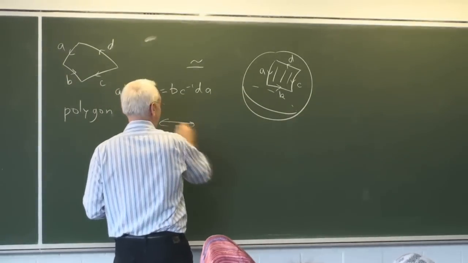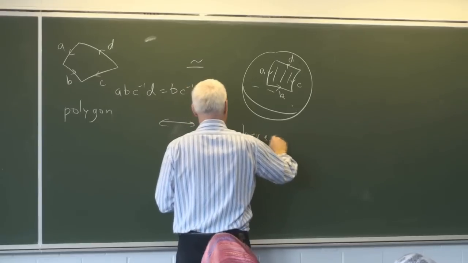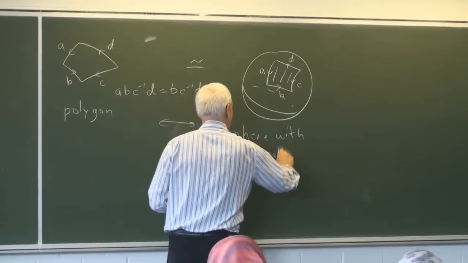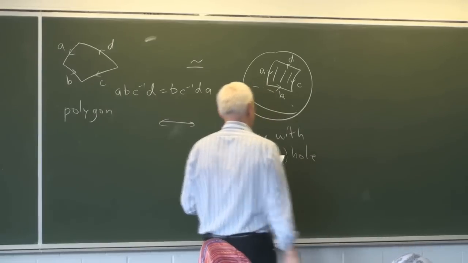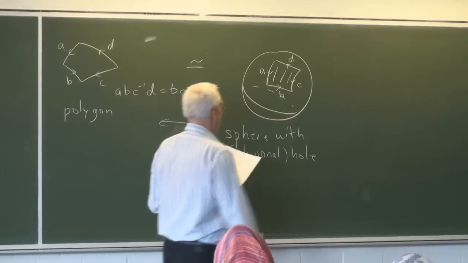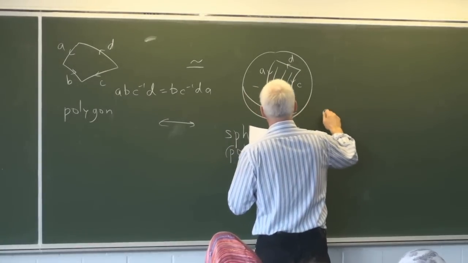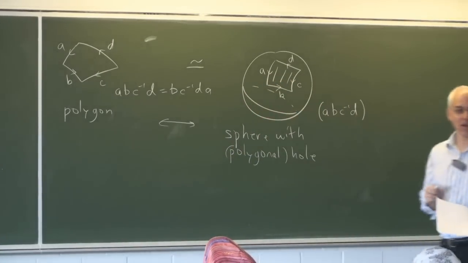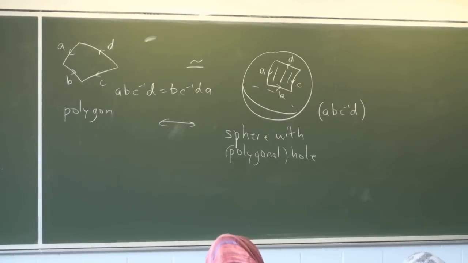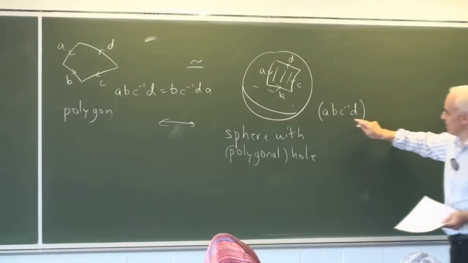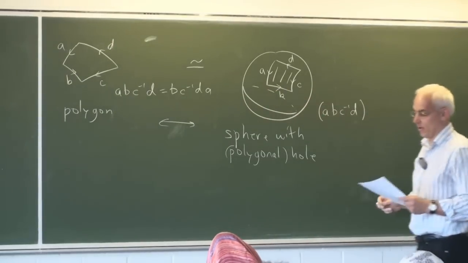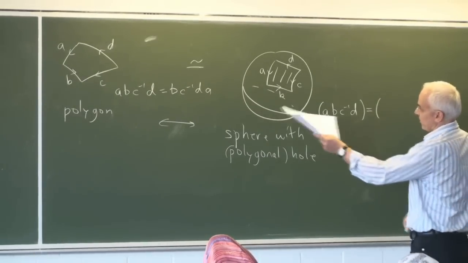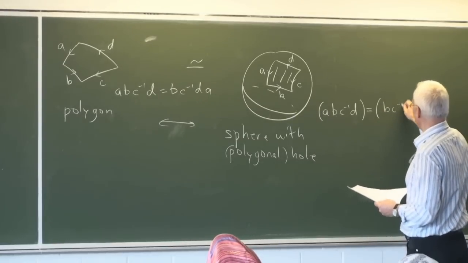So this is now a sphere with a polygonal hole. And we'll represent that by also a word, say A, B, C inverse D. But to denote the fact that we're thinking of it as a sphere with a hole, we'll put some brackets around it. And that'll alert us to the fact that we're thinking about this a little bit differently from that over there. And of course, this is also the same as we can rotate the labeling, B, C inverse D, A.